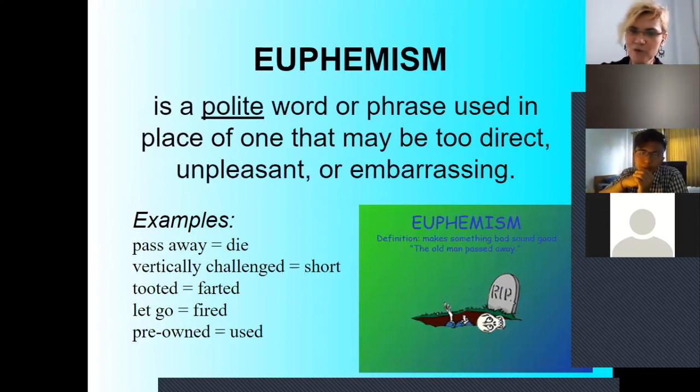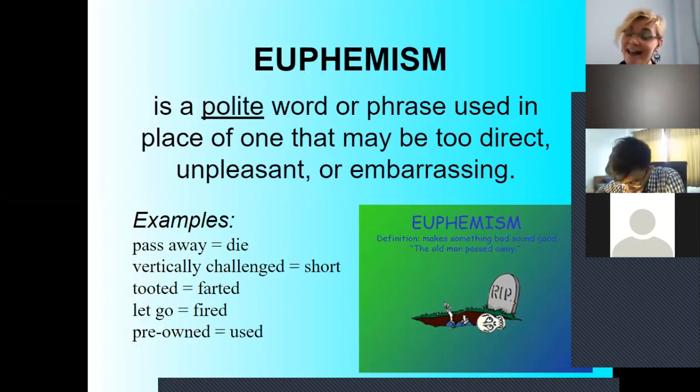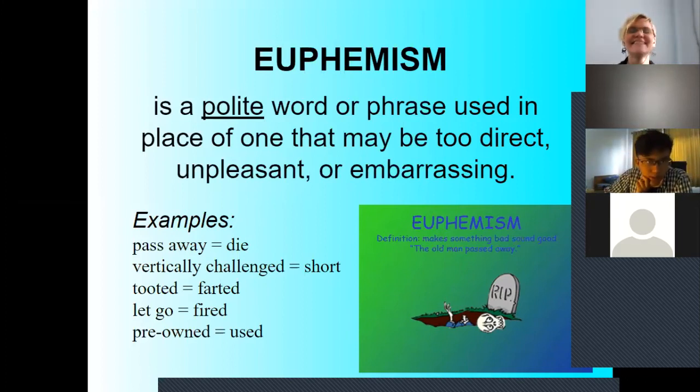Euphemism, another one, is a polite word or phrase used in place of one that may be too direct, unpleasant, or embarrassing. So basically, with euphemism, you make something bad sound good. Instead of saying the old man is dead, he passed away. Or instead of saying, well, that guy is short, you could say, oh, this is something, he's vertically challenged. You're so vertically challenged. Okay, that's a good one.